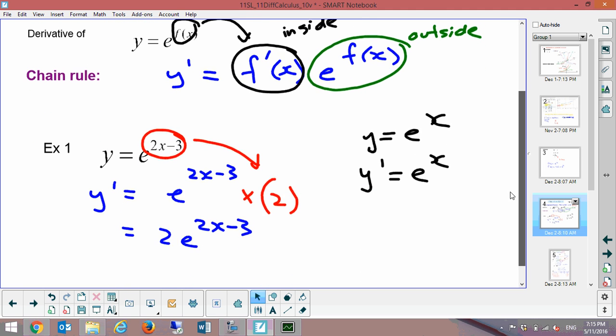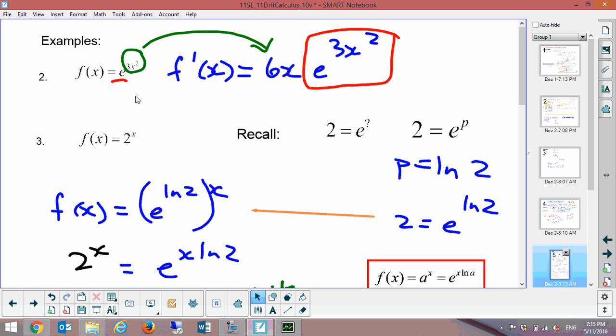So we did some examples of this and asked, what if we've got e to the 2x minus 3? Then our derivative function is going to be the same function, the outside function, times the derivative of this inside function, which was 2x minus 3. The derivative is just 2. So this becomes 2 e to the 2x minus 3. Note that that's multiplied together.